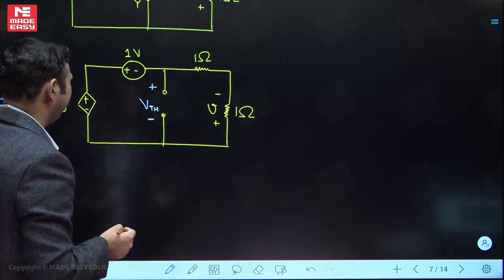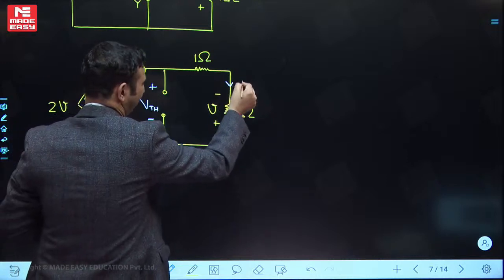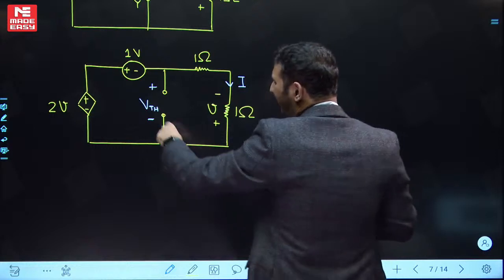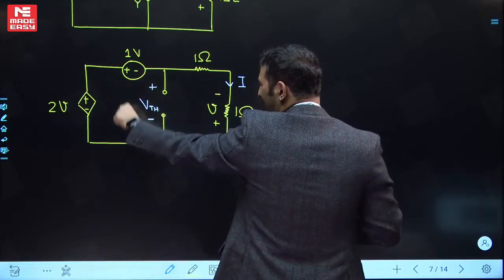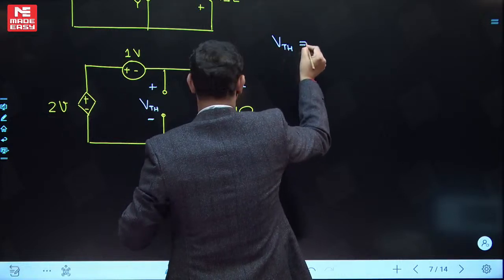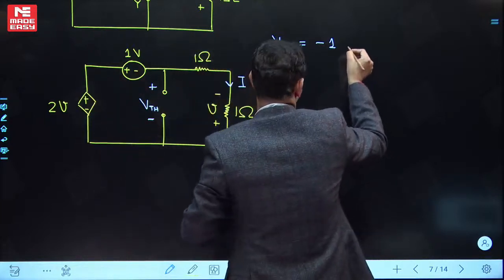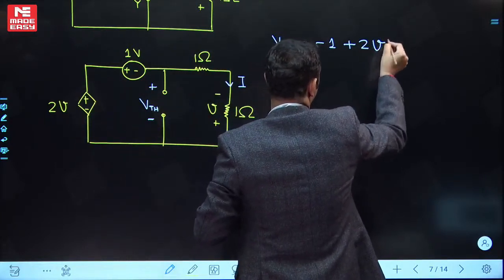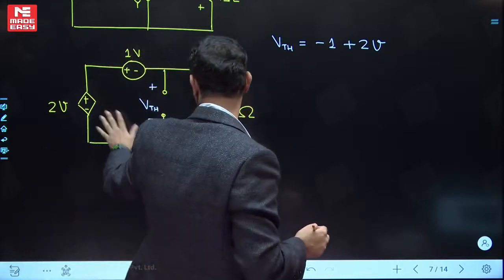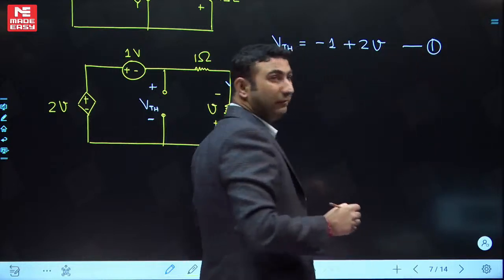So let's say the current flowing in the circuit is some current I. If I apply the KVL in this loop, because VTH is what I want to calculate, VTH will be equal to minus 1 plus 2V. This is the equation over here. So you will get the value of VTH if you can calculate the value of V.